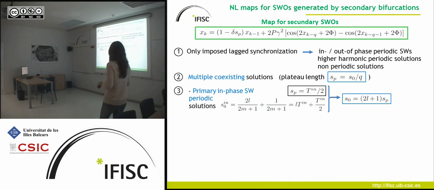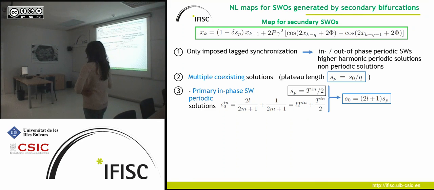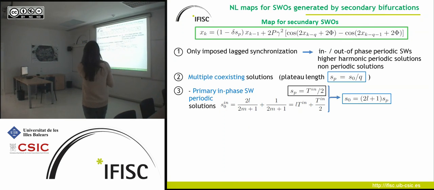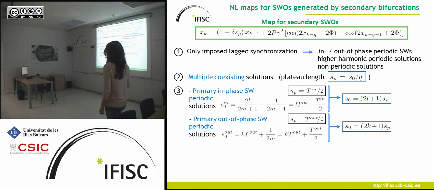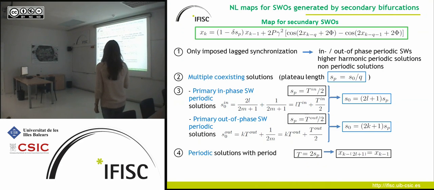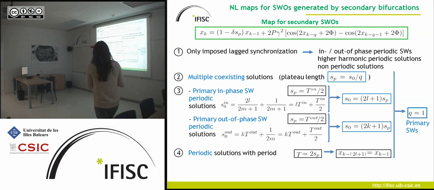In particular, for primary in-phase square wave periodic solutions, the length of the plateau is given by the period divided by 2. And if one takes into account the expression that we have obtained before, we obtain that the ratio between the delays is not a multiple of the plateau length. The same result applies for out-of-phase square wave periodic solutions. In general, for a periodic solution with period twice the length of the plateau, we have this periodicity condition, which says only that the variable is repeated at each period. We take this and the other things explained here. One result is that Q is equal to 1 for primary square wave solutions.